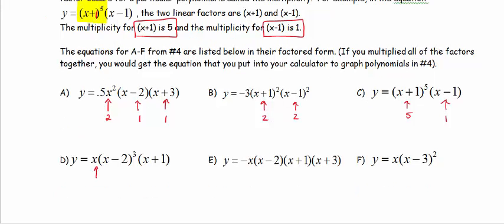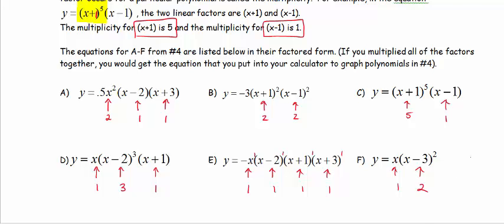Multiplicity on just the x is 1. On the x minus 2 is 3. On the x plus 1 is 1. On the minus x is 1. It's the exponents out here. That's really an exponent of 1, of 1, of 1, and of 1. So all of these have a multiplicity of 1. And our last one, multiplicity of 1 and multiplicity of 2.